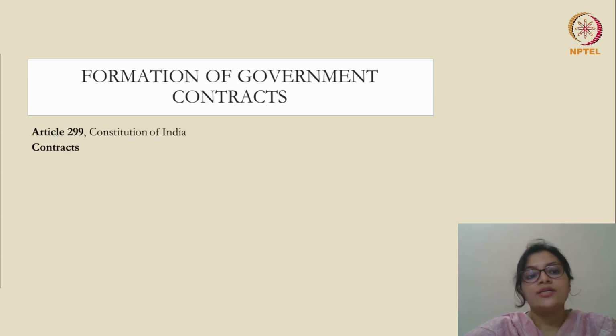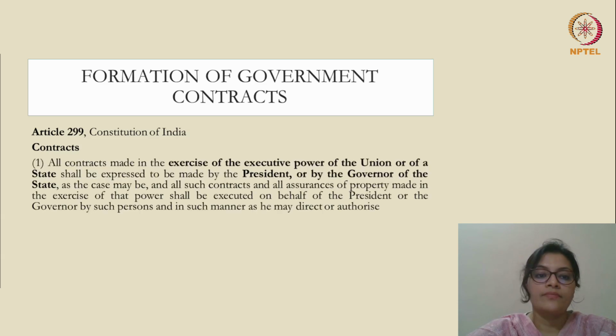Article 299 essentially talks about contracts, and it says that all contracts made in the exercise of the executive power of the Union or of a state shall be expressed to be made by the President or by the Governor of the state, as the case may be, and all such contracts and all assurances of property made in the exercise of that power shall be executed on behalf of the President or the Governor by such persons and in such manner as he may direct or otherwise.